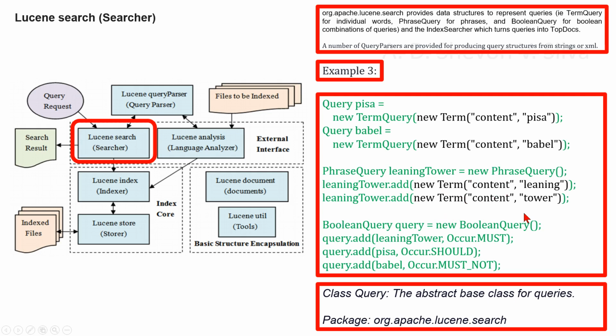If you are using, for example, Lucene 9, you have to replace this code segment with PhraseQuery.Builder. Here you can see a BooleanQuery, a query that matches documents matching a Boolean combination of other queries.